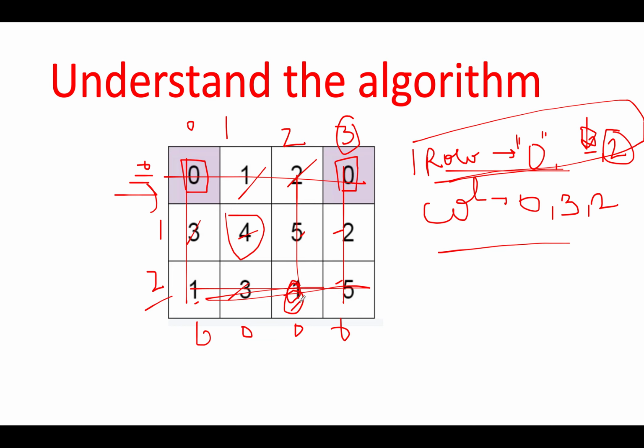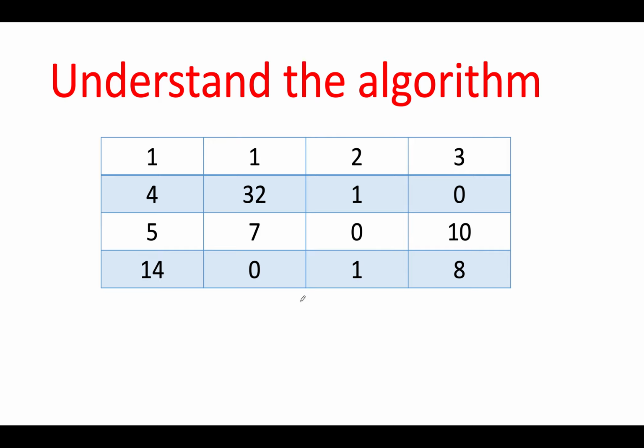Assuming we had a 0 here, not a 1. I hope you got the context, and I hope you got how it is to be done. Let's talk about the optimized solution now. Let's hypothetically assume that this is the matrix given to us: 1 1 2 3, 4 3 2 1, 0 5 7 0, 10 14 0 1 8.